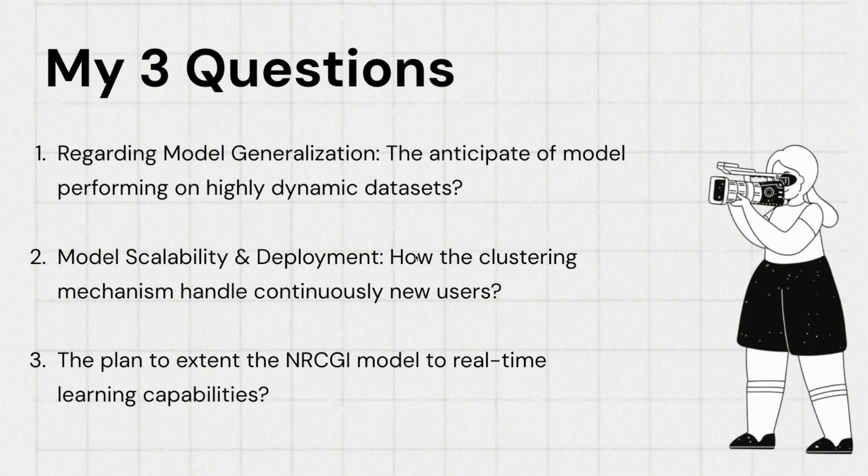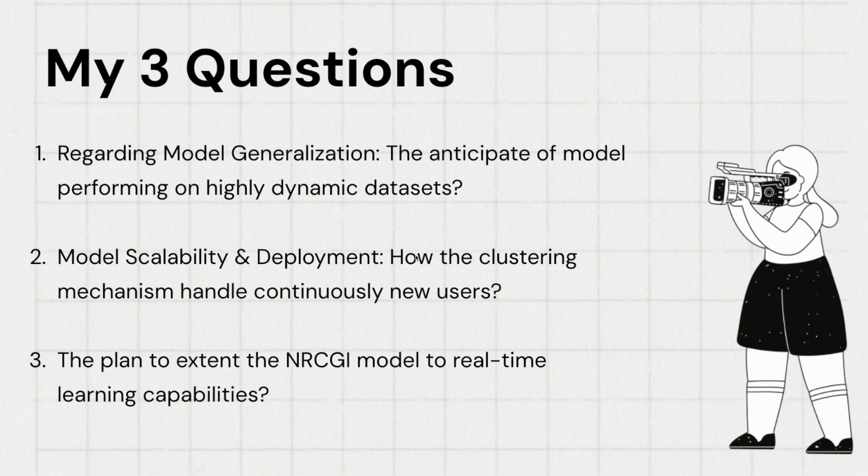And second, concerning model scalability and deployment. While your NRCGI model reduces computational complexity through clustering, could you elaborate on the computational overhead and scalability of the clustering process itself, especially in very large datasets? How does the clustering mechanism handle new users and items that are continuously added to the system?